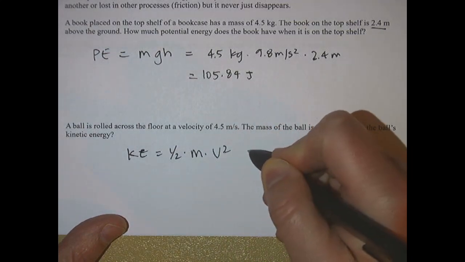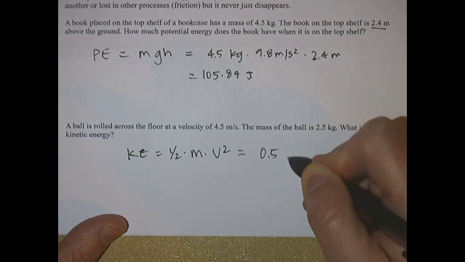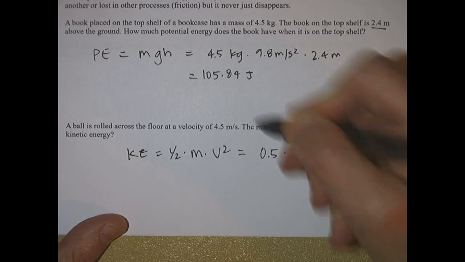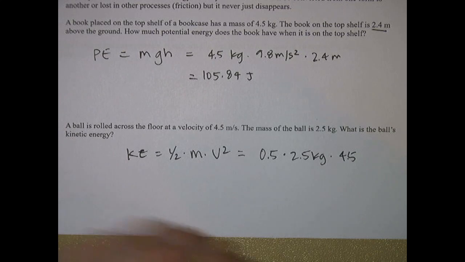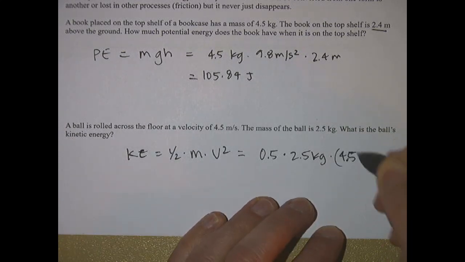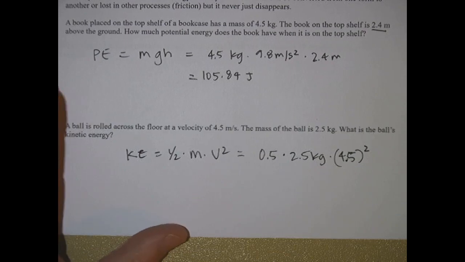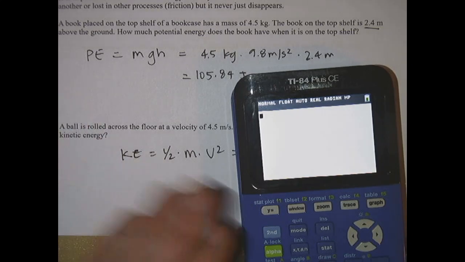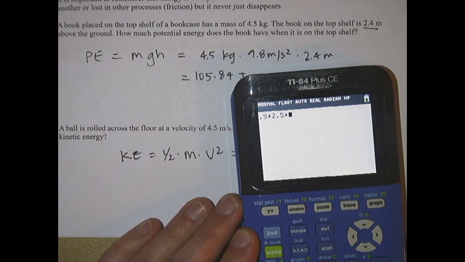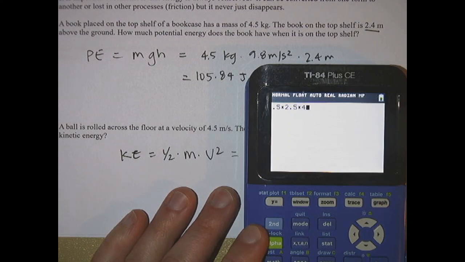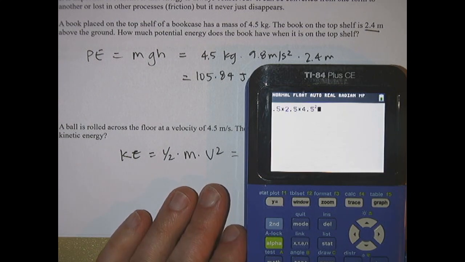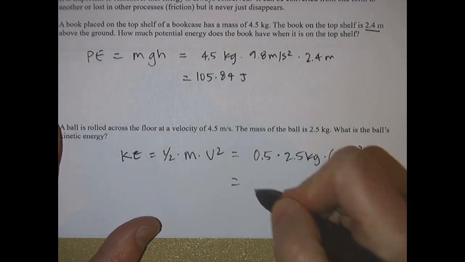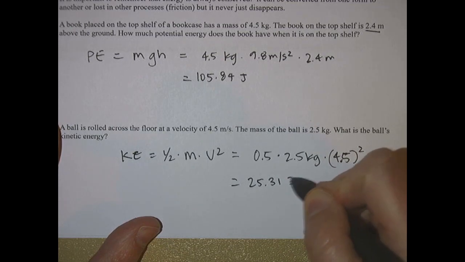So when you plug those in, you would have 0.5 times the mass, which is 2.5 kilograms, and the velocity is 4.5, and you would square that number. So when you plug it in, you can start with a square if you want. It'll work out either way. 0.5 times 2.5 times 4.5 squared. There you go. And I got 25.31 joules for its kinetic energy.